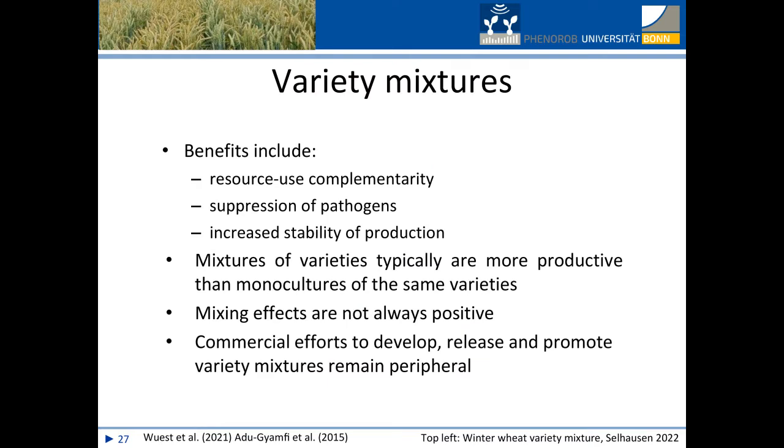Another way to deal with variable environmental conditions are variety or genotype mixtures. In this case, not one variety is sown in one field, but 2 or several ones.